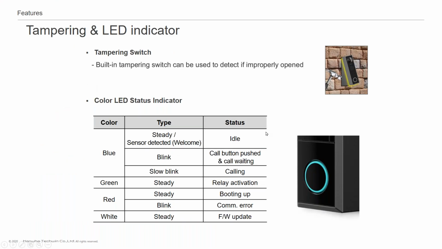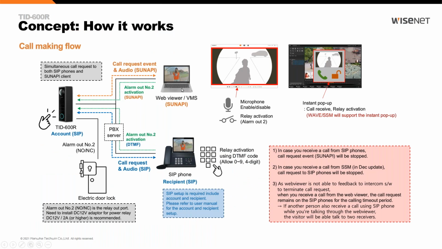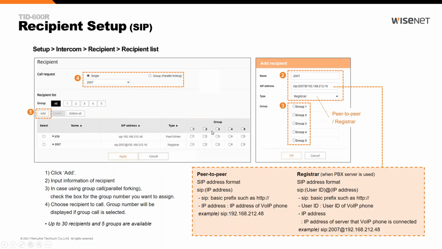Next, there are color of the LEDs. There are different colors. That's okay. Then you can make the call to the VMS or to the telephone. From the telephone, you can swipe or type a number and the door will unlock. Okay, so if you have PBX server, you can address to a specific telephone, each intercom you can address to a specific IP telephone.